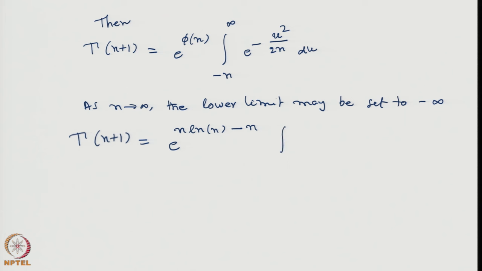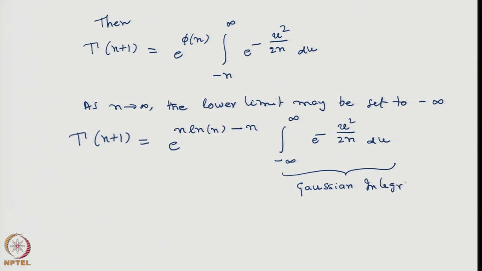And this integral will now be from minus infinity to infinity of e to the power minus u squared by 2n du. This integral is the well-known Gaussian integral. A Gaussian integral has a value; we can take it from the literature.